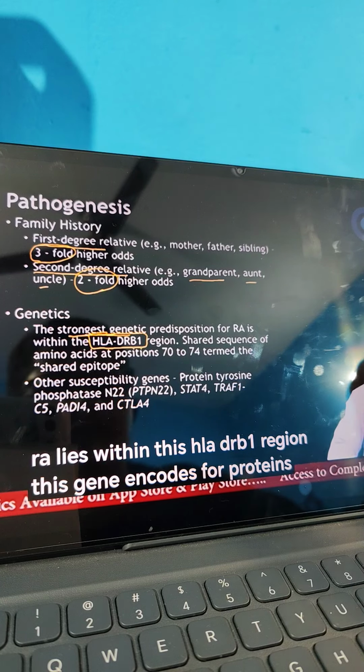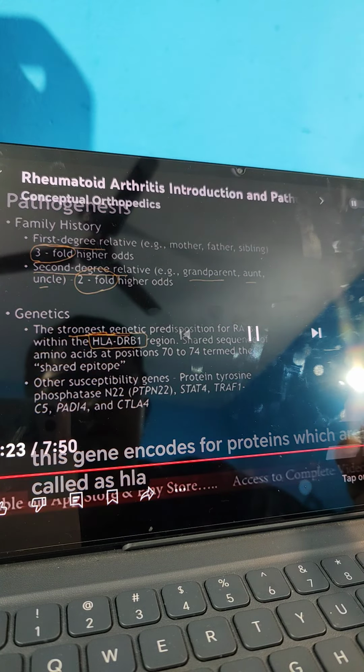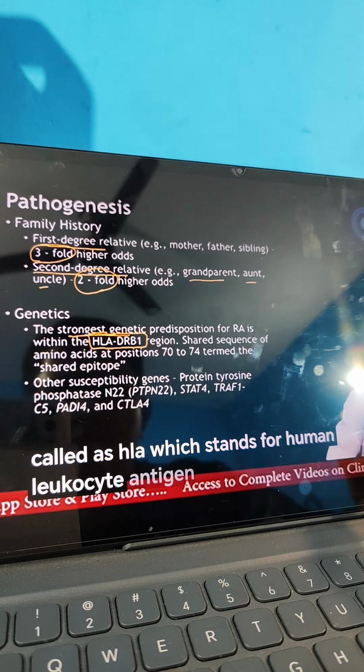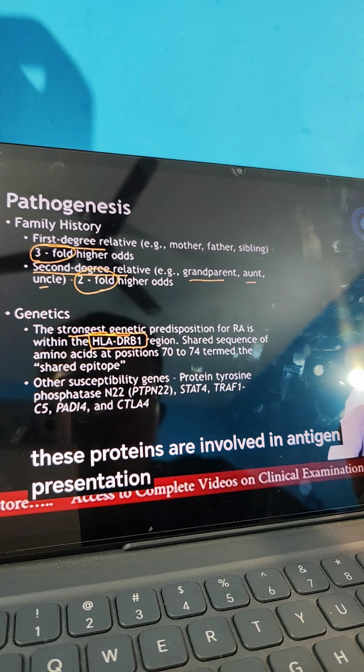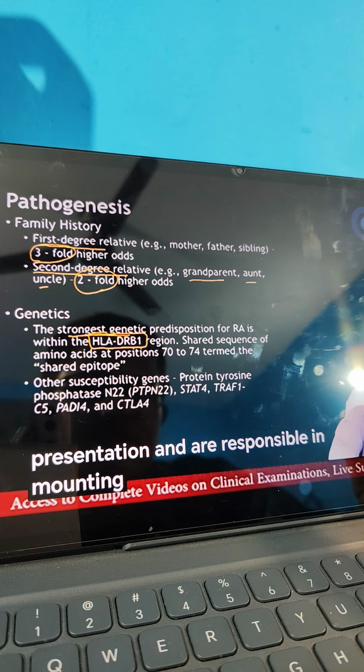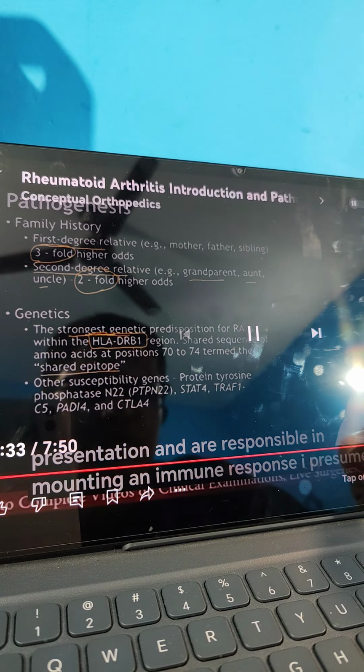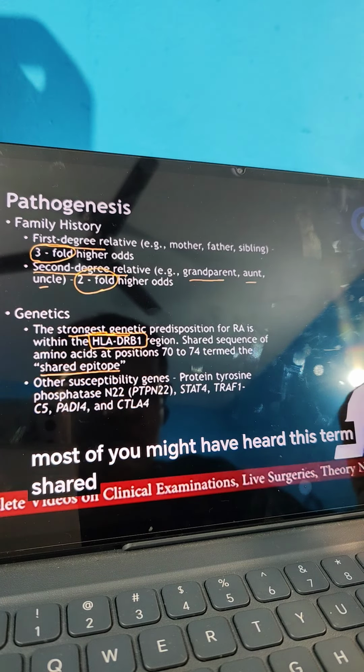gene encodes for proteins which are called HLA, which stands for human leukocyte antigen. These proteins are involved in antigen presentation and are responsible for mounting an immune response. I presume most of you might have heard this term, shared epitope.